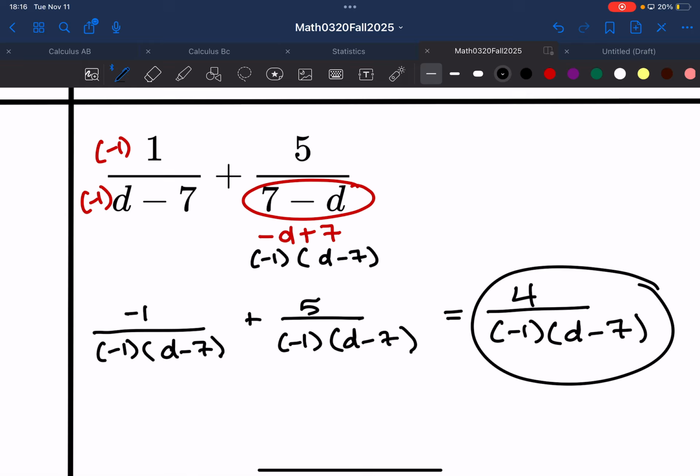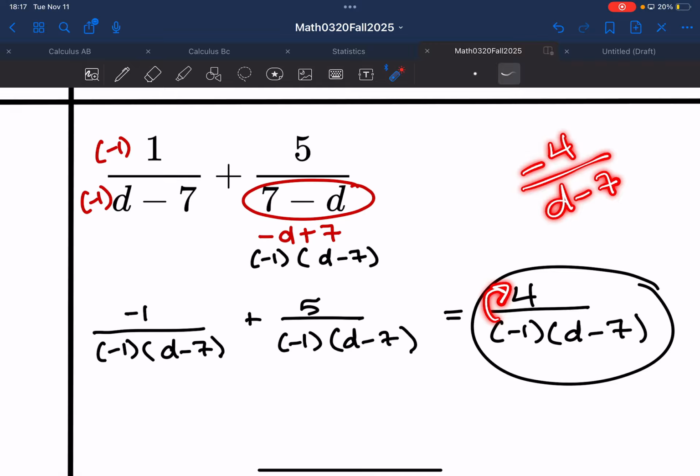I could not necessarily simplify this further, but if I wanted to make this look a little nicer, instead of -1 on the bottom, I could just move it to the top, which would be -4 over d minus 7. That is going to be the same thing as what we just said. They just moved the negative to the bottom, we moved it to the top. So either way, it would be good practice to simplify when you have that negative.